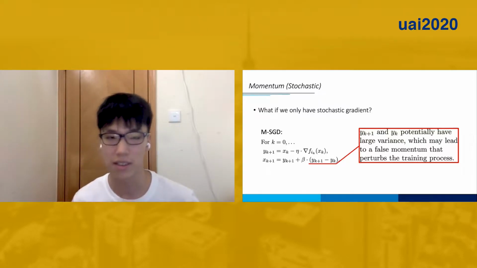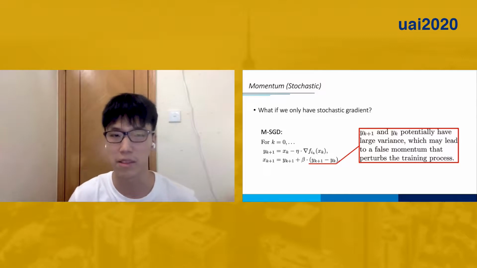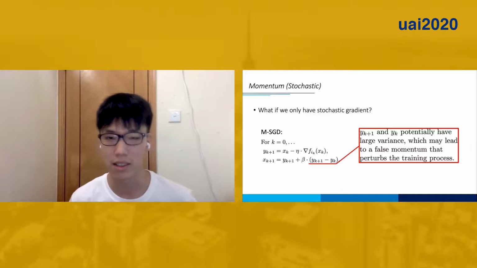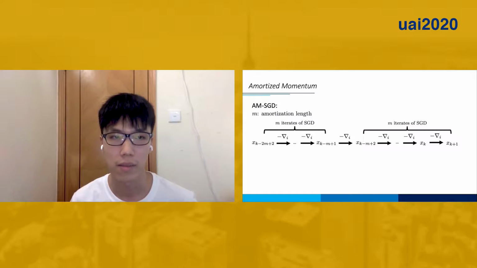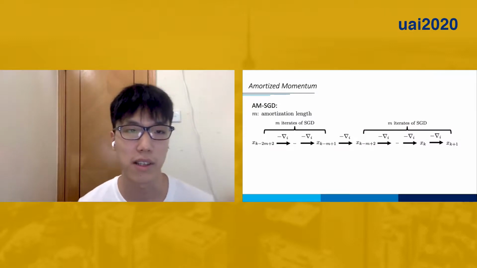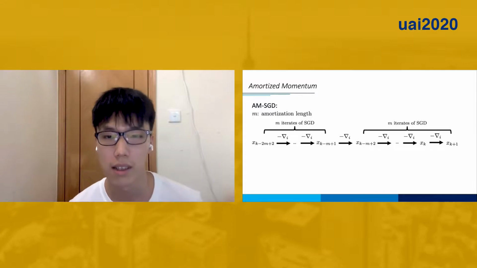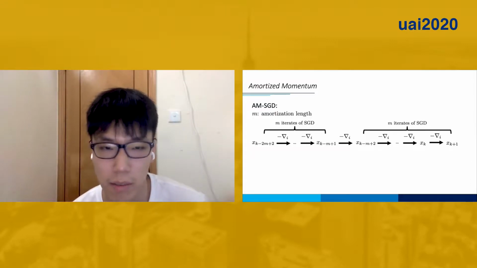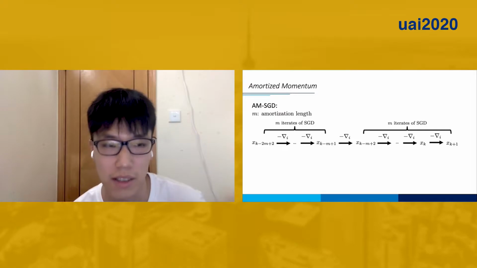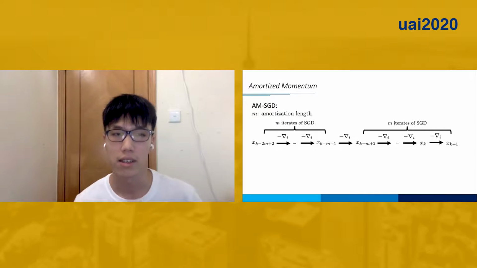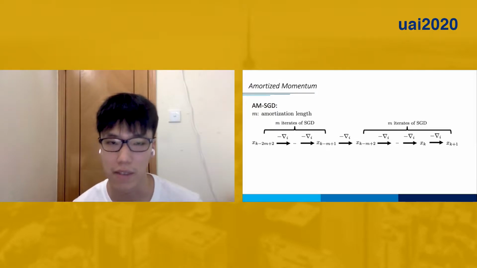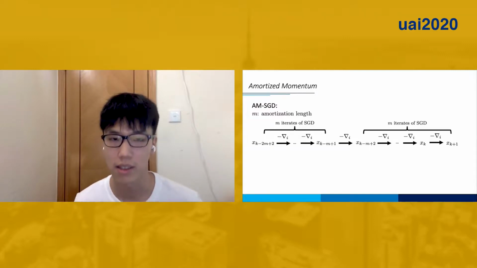Our high-level idea is that instead of looking at merely one previous iterate of SGD, we look at several past iterates of SGD. We call the new momentum trick amortized momentum. Here we show a sequence of past iterates of SGD, and we introduce a new parameter m, and we divide the sequence of SGD into several epochs, each containing m iterates.